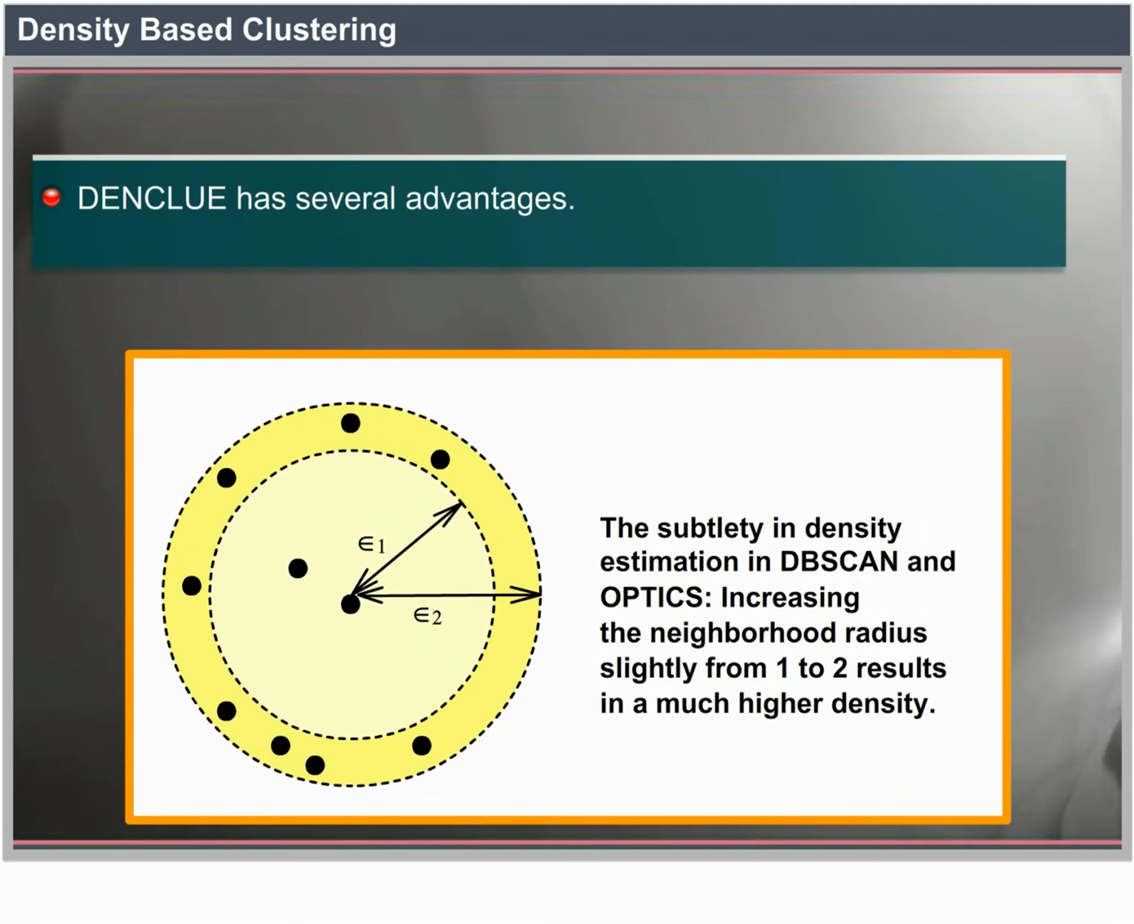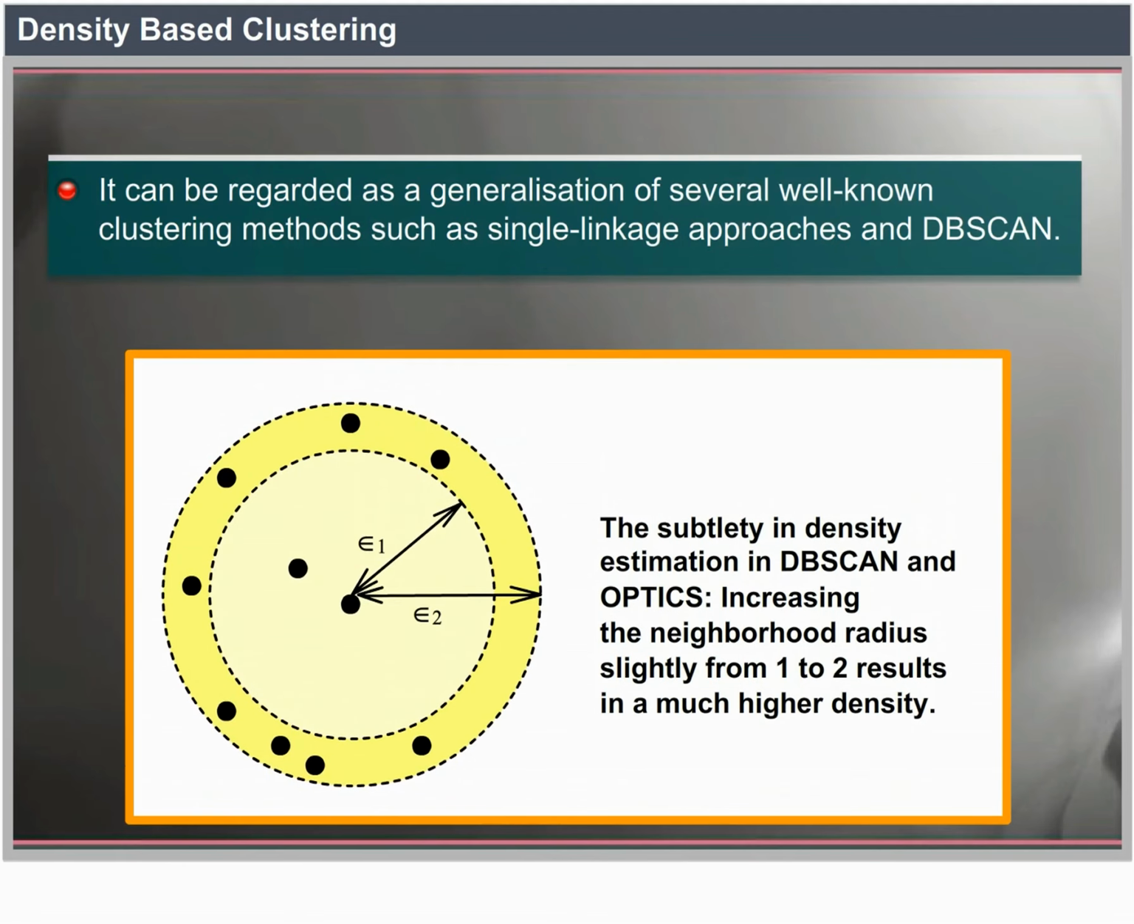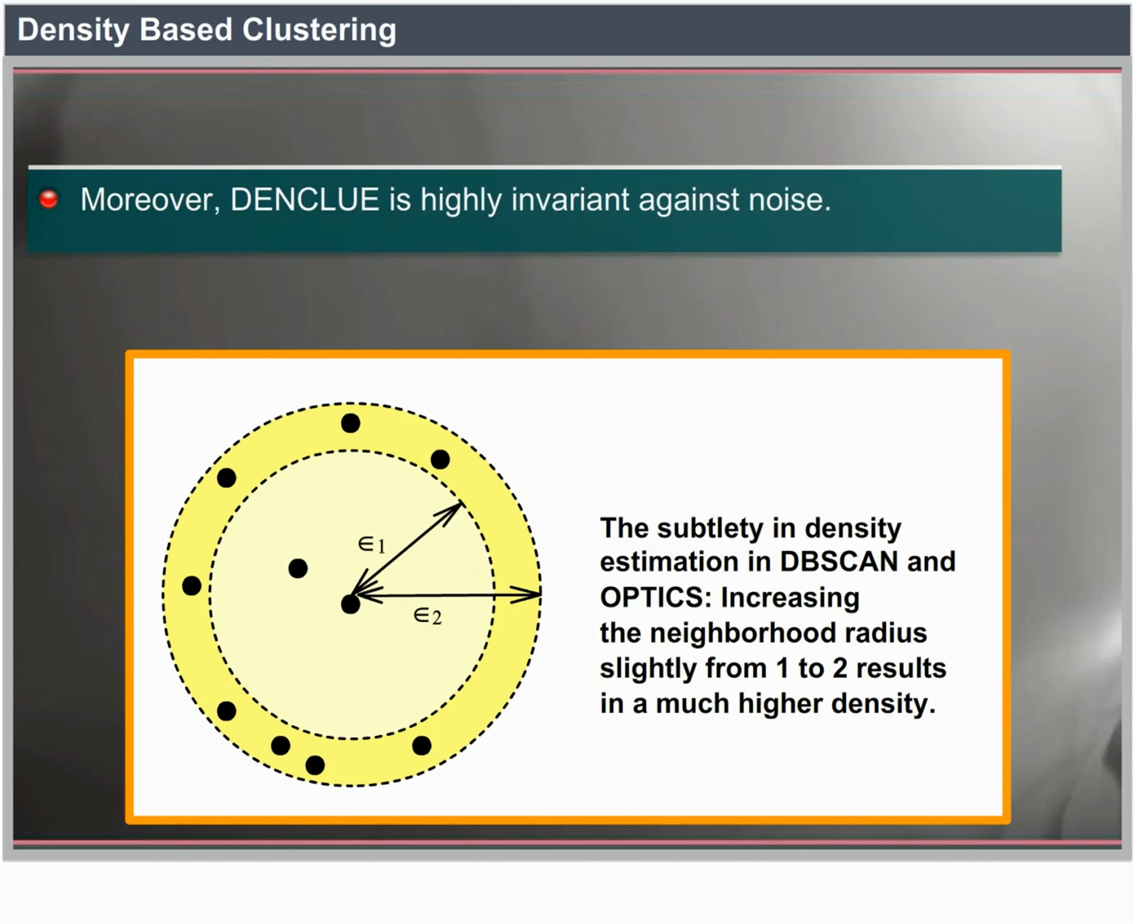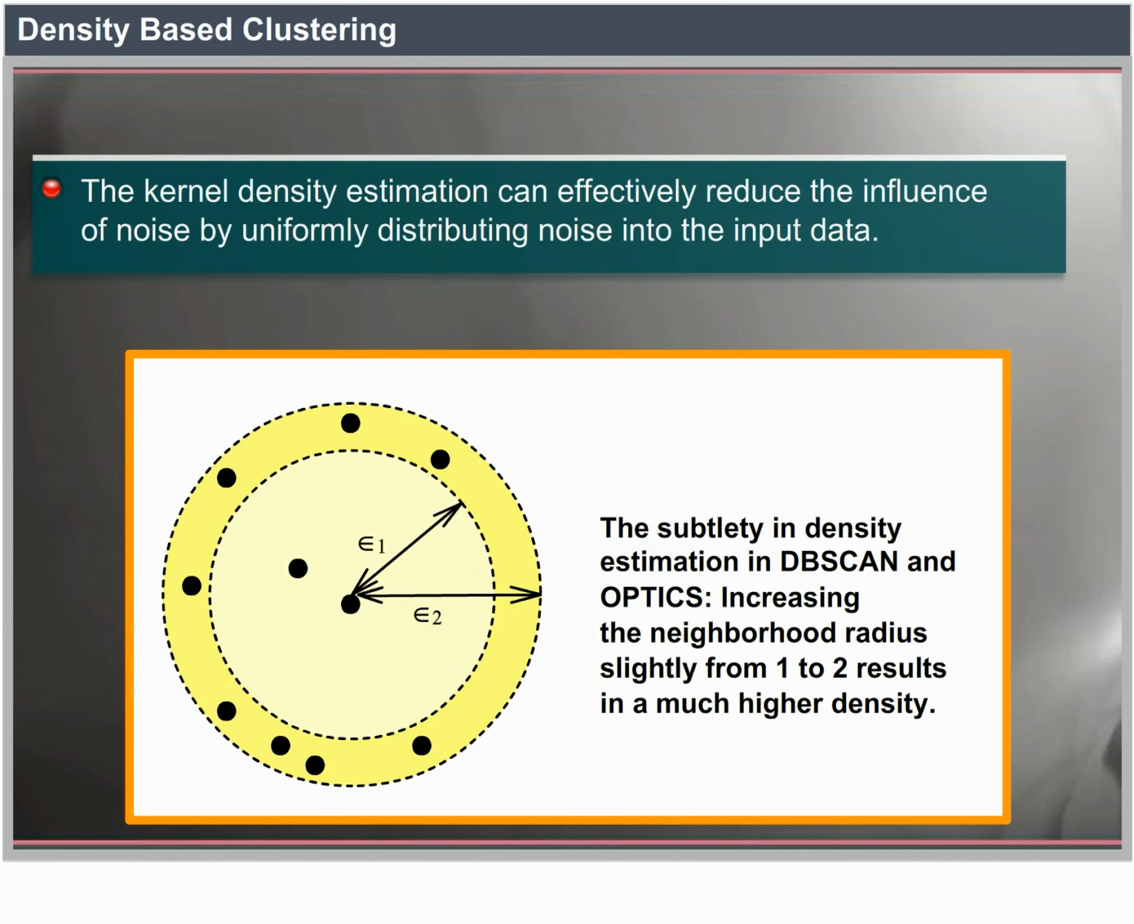DENCLU has several advantages. It can be regarded as a generalization of several well-known clustering methods such as single-linkage approaches and DBSCAN. Moreover, DENCLU is invariant against noise. The kernel density estimation can effectively reduce the influence of noise by uniformly distributing noise into the input data.